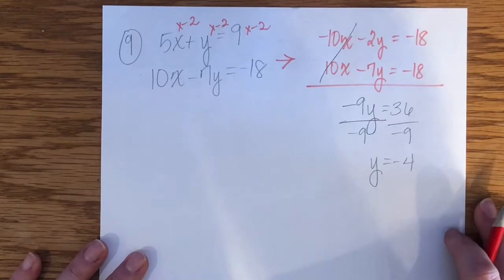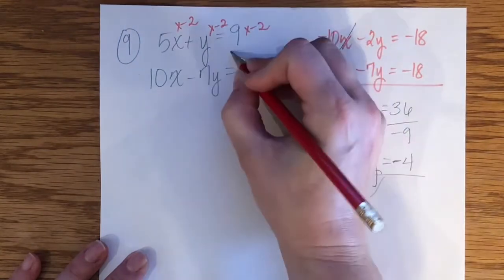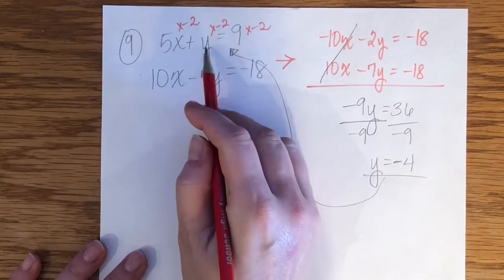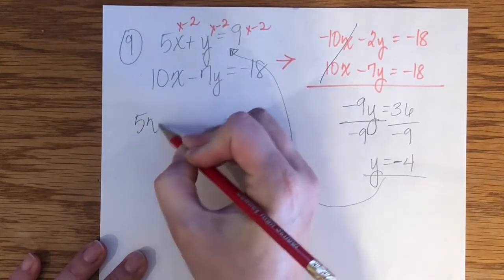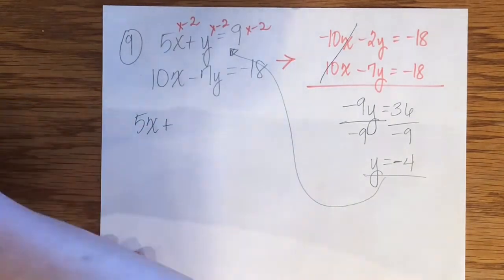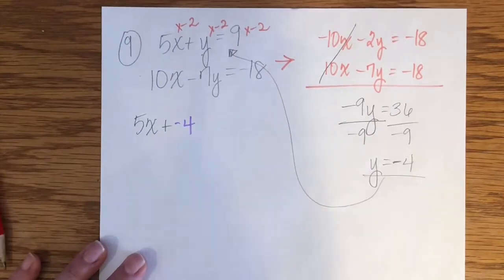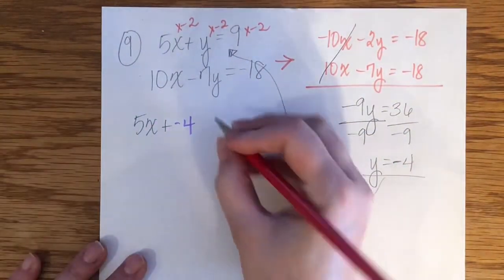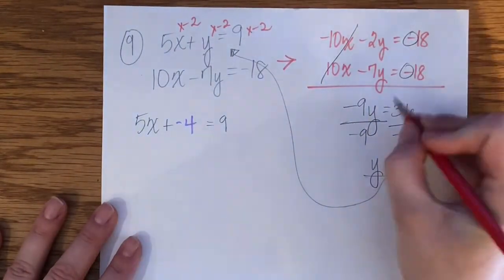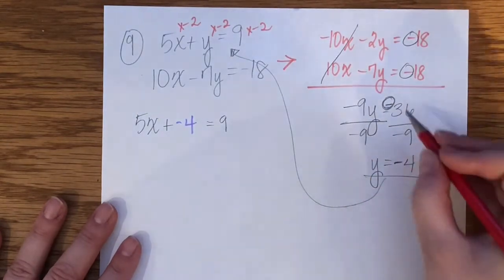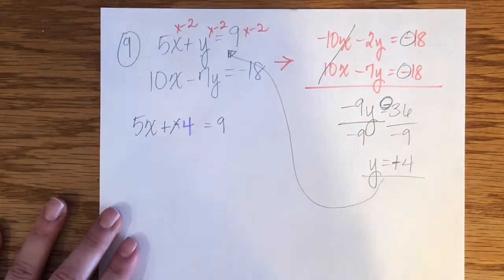Notice this time we got y first. Doesn't matter. Sometimes you'll get y first, sometimes you'll get x first. I'm going to plug it back into the top equation because that y is alone, so that's going to make it a lot easier. I don't have to multiply by anything, but you can choose either one. If I plug it into the top equation, I get 5x plus, instead of y, I'm going to put negative 4, and that equals 9. Oops, little mistake there. Negative 18, negative 18. That should have been a negative 36. Negative 36 divided by negative 9 is going to give me a positive 4. So this is going to be a positive 4 there.